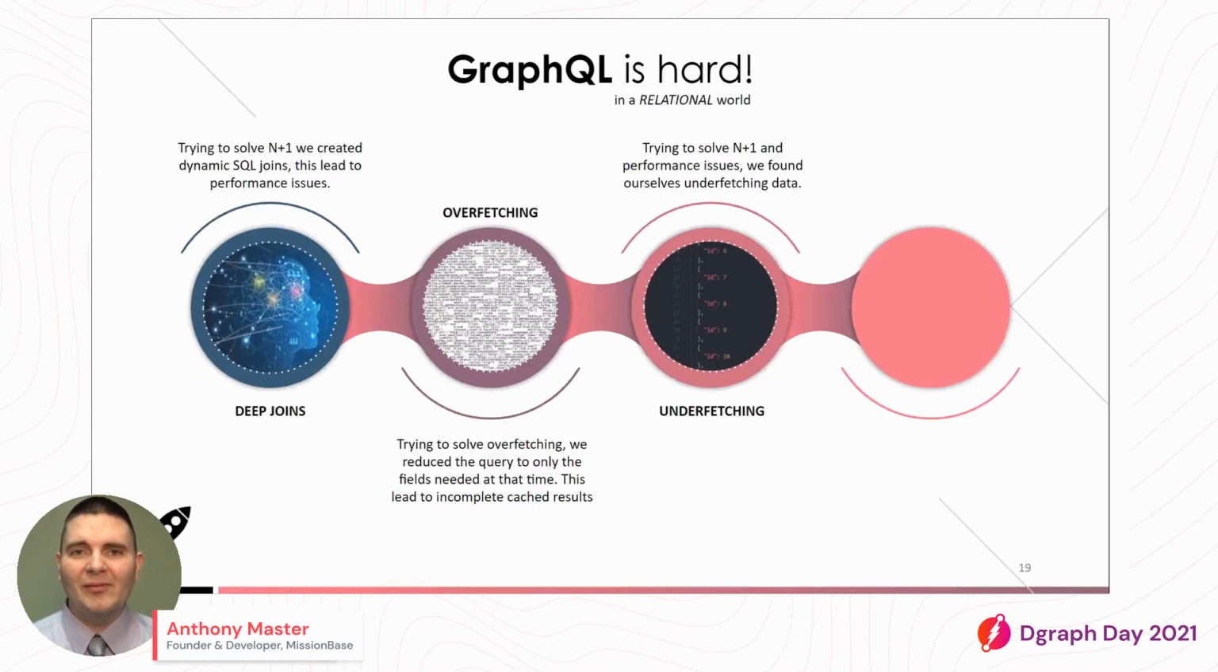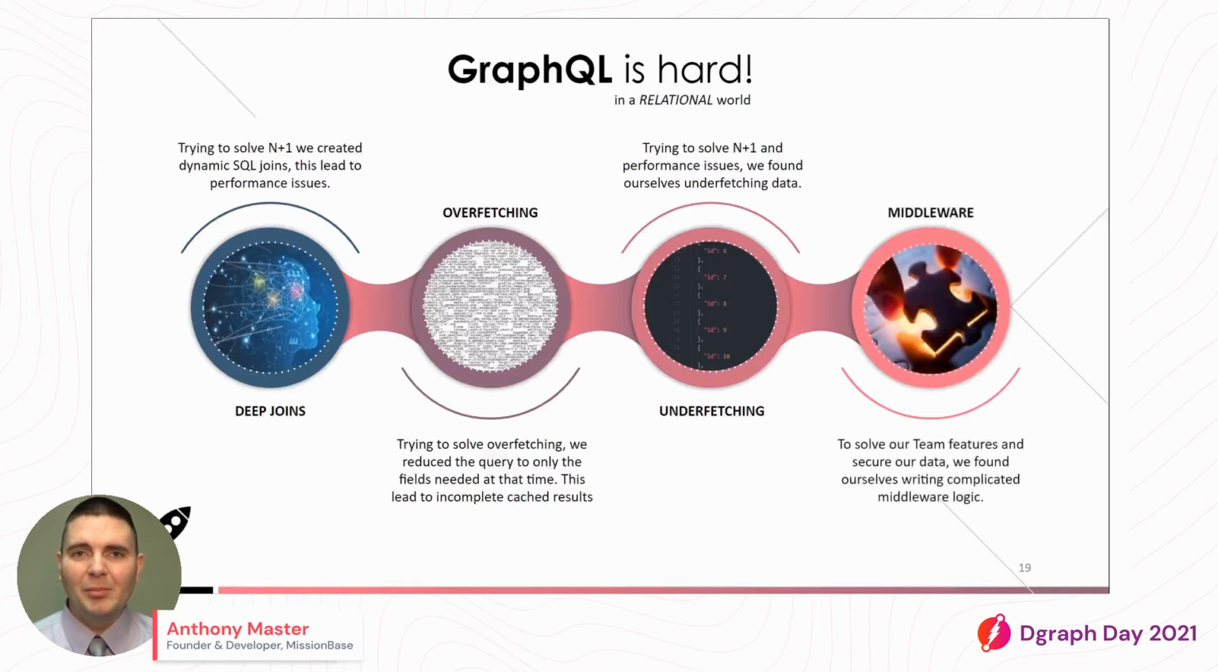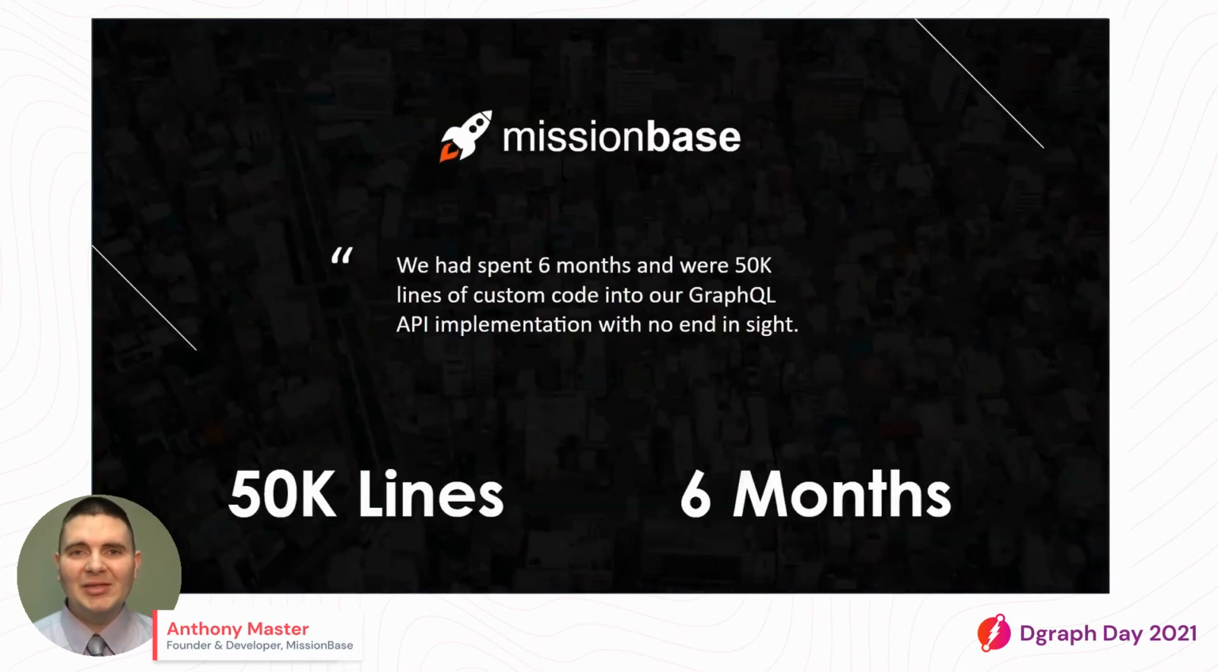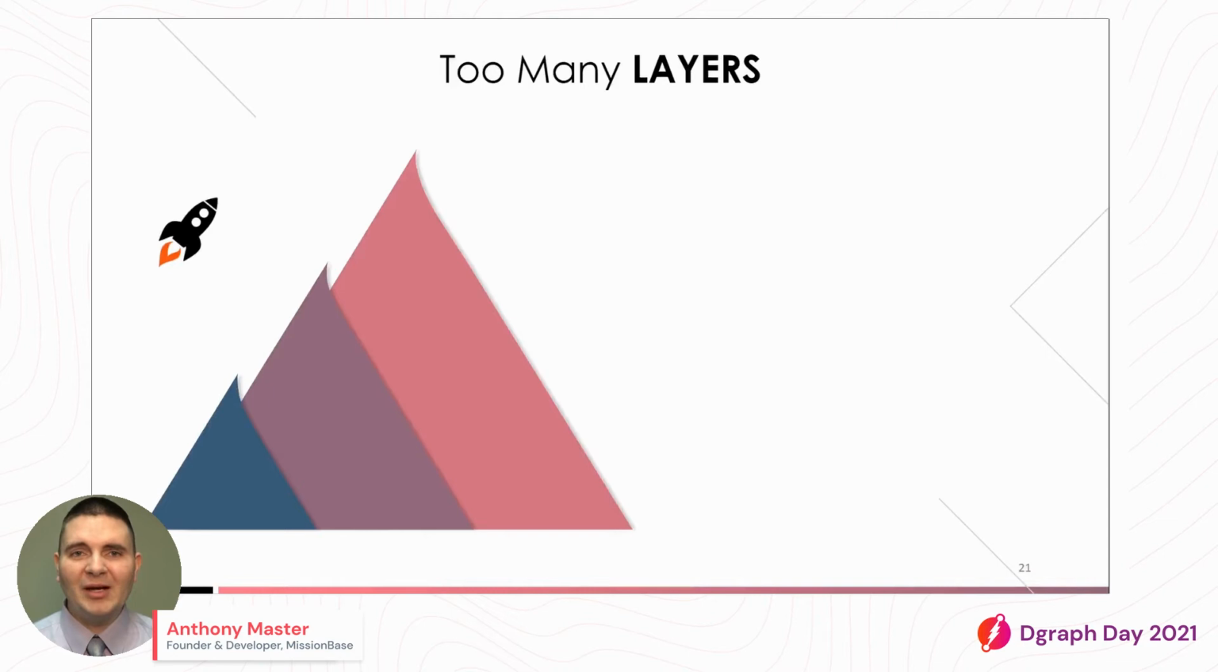To top all this madness off, we found ourselves writing very complex middleware to solve our team features and secure our data. The middleware logic became not only massive, but it quickly hurt our performance. We had to join more and more data together to have the data needed for our middleware algorithms. This cycle was endless. After 6 months, we were 50,000 lines of custom code into our GraphQL API implementation with no end in sight. This was not a good place to be with users that were expecting our new team features right around the next corner. We were a very small development team at this point, with myself being the full-time developer and another developer pitching in part-time.